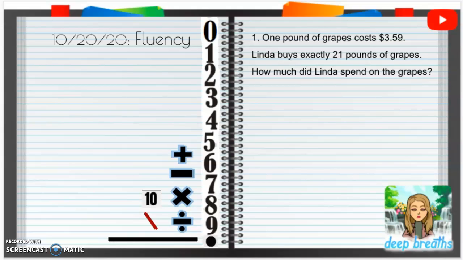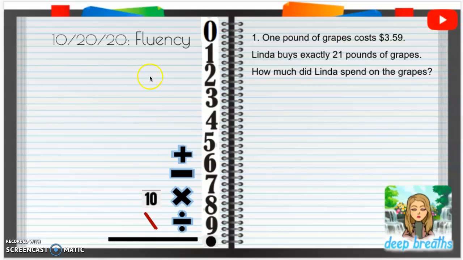October 20th, 2020, Fluency. All right, number one, 1 pound of grapes cost $3.59. Linda buys exactly 21 pounds of grapes. How much did Linda spend on the grapes?